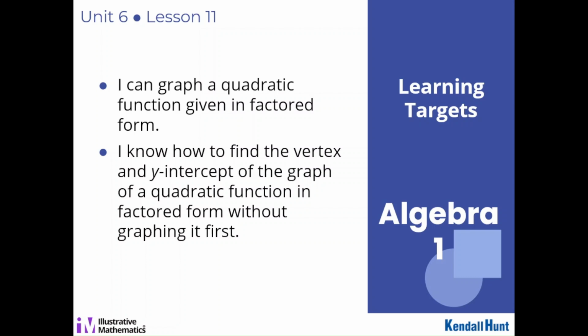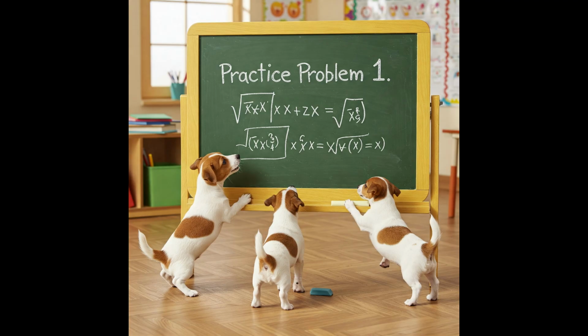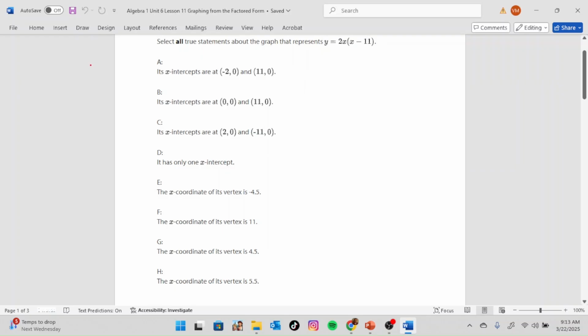Learning target number 1 says that you can graph a quadratic function given in factored form. Learning target number 2 says that you know how to find the vertex and the y-intercept of the graph of a quadratic function in factored form without graphing it first. Now we can begin the practice problems for Lesson 11.